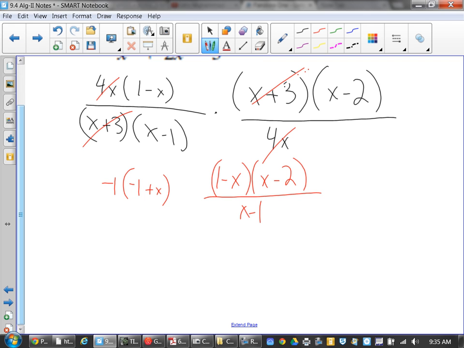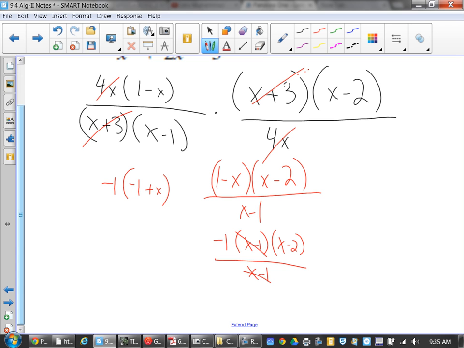So now you get negative 1, x minus 1, x minus 2, over x minus 1. Now what happens? That's unnecessary. It is not unnecessary, it is necessary.